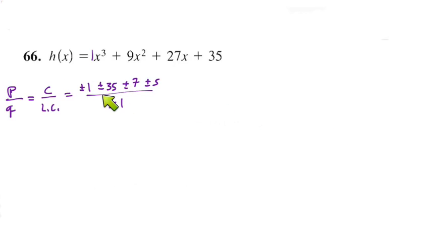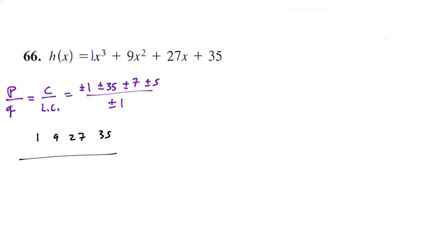So these are your possible rational zeros. 1 divided by 1, 1 divided by negative 1, 35 divided by 1, 35 divided by negative 1, 7 divided by 1, 7 divided by negative 1, and 5 divided by 1, and 5 divided by negative 1. So that's a total of 8 possible rational zeros. How do you know it's possible? Because it's a factor of this guy. We've got 1, 9, 27, and 35.